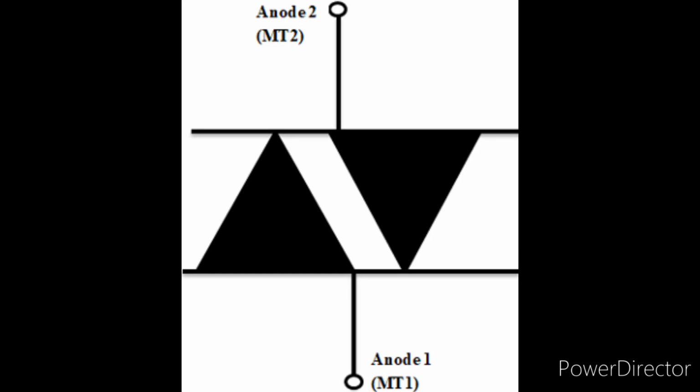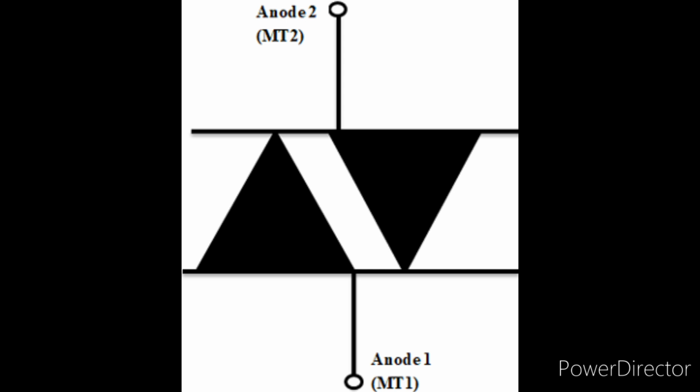This video is about DIAC. DIAC means diode for alternating current. Like triac, it is also a bidirectional semiconductor switch that can be turned on in both forward and reverse direction.